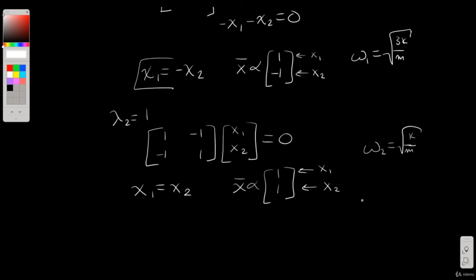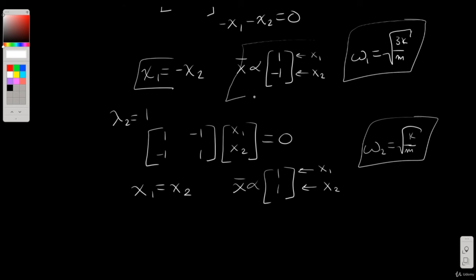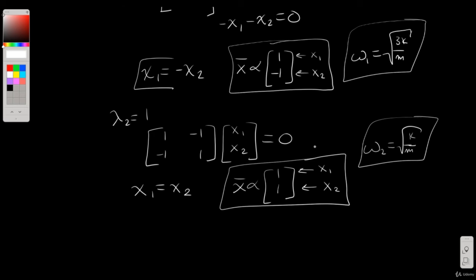And so this here concludes the mass on the spring problem. I hope it makes sense. We have solved for the eigenvalues here and here, and we have solved for the eigenfunctions, which is here and here. And in the next video, we're going to be discussing Hermitian matrices and operators.